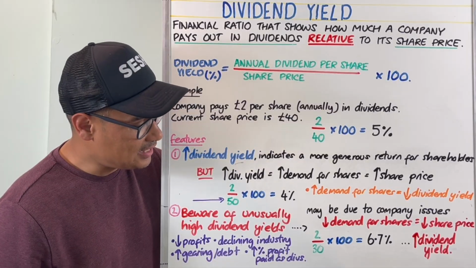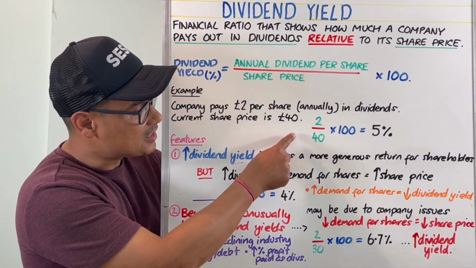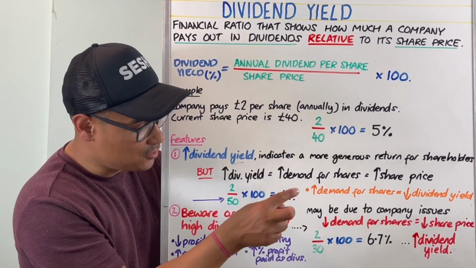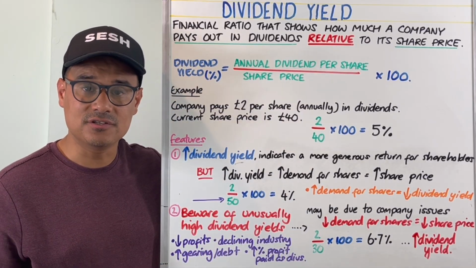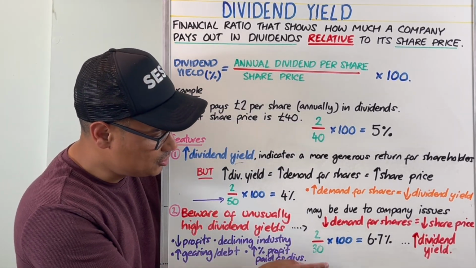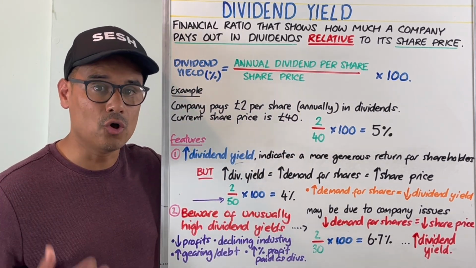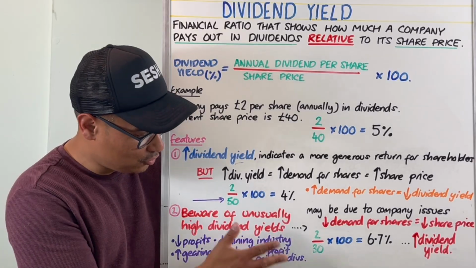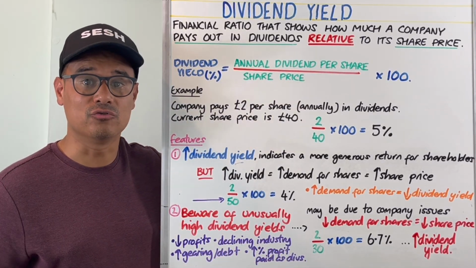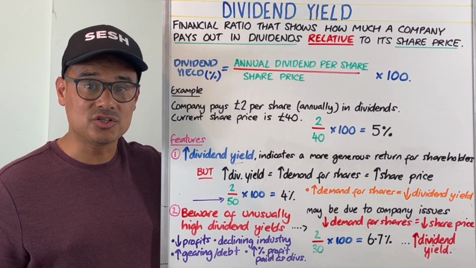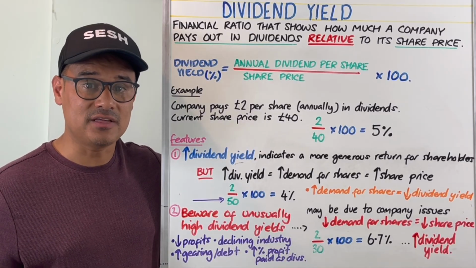And less demand for shares will mean a lower share price. If your share price is falling from, say, 40 to 30 and you've still got the same dividend paid per year, 2 divided by 30 times 100, yes, the dividend yield is higher, but that's not necessarily a good thing because there was a reason for it. So don't always assume a high dividend yield is a great thing.